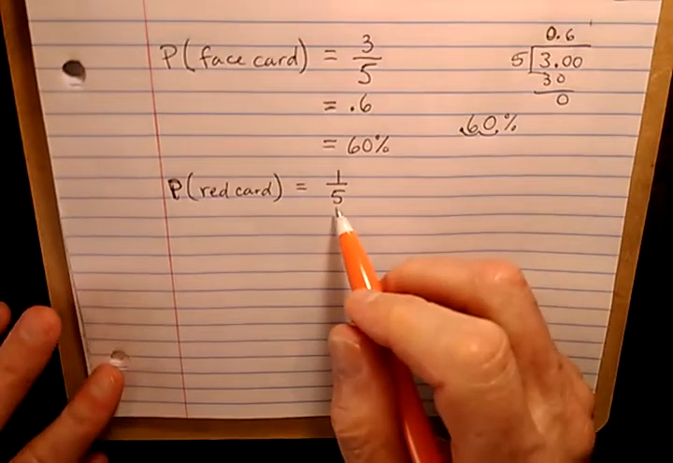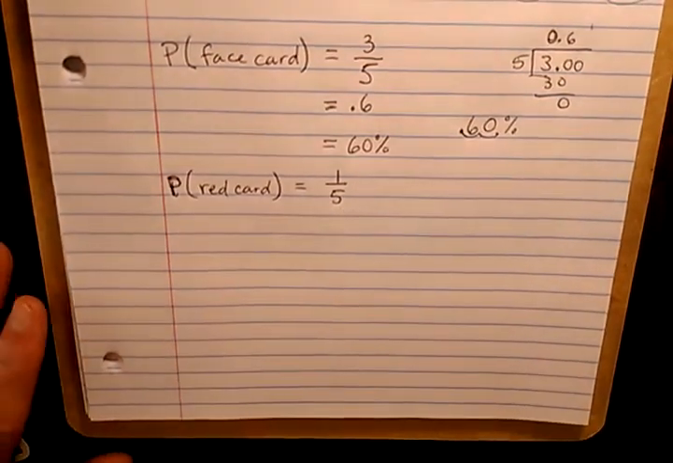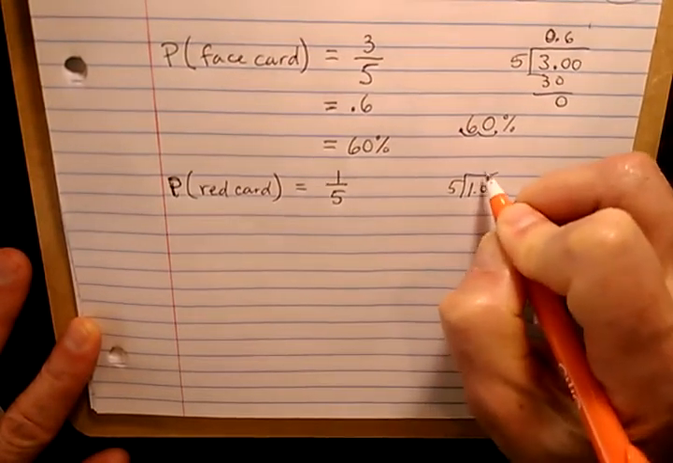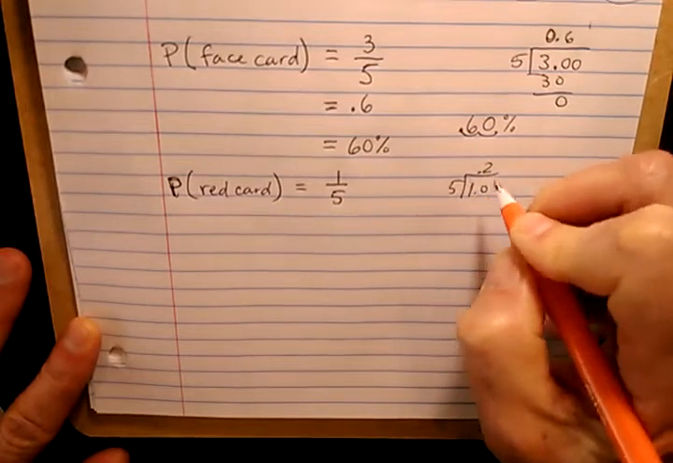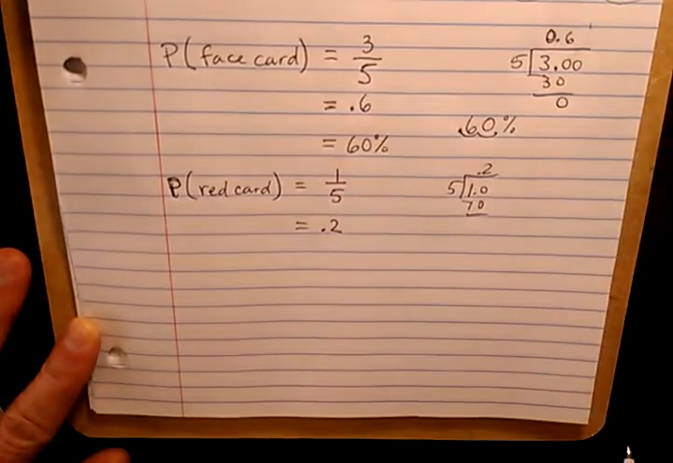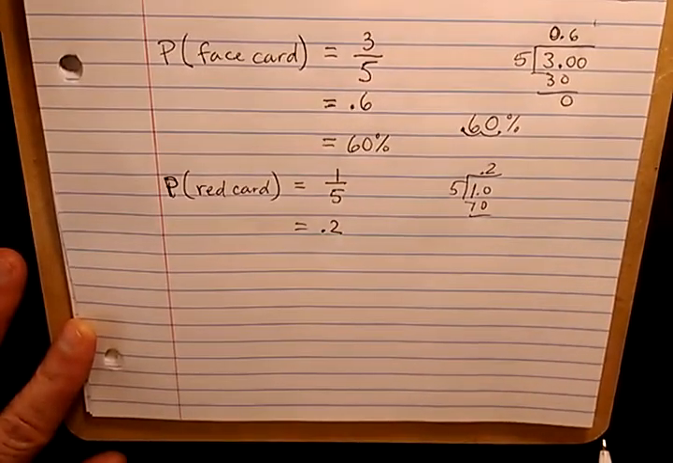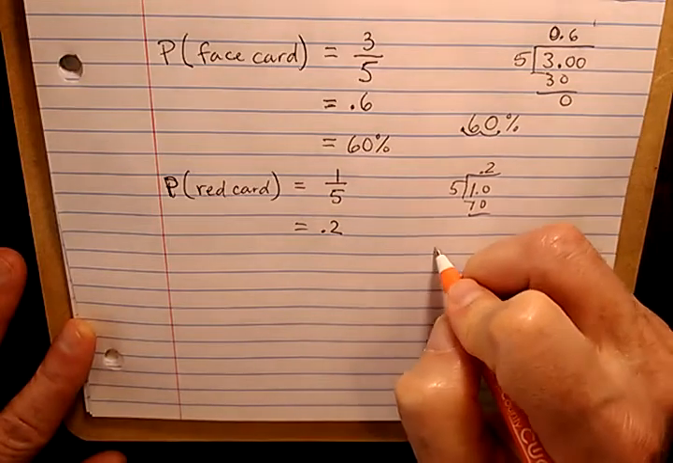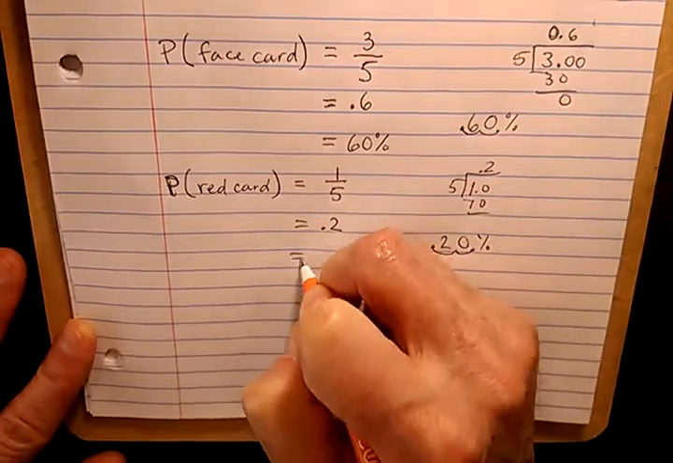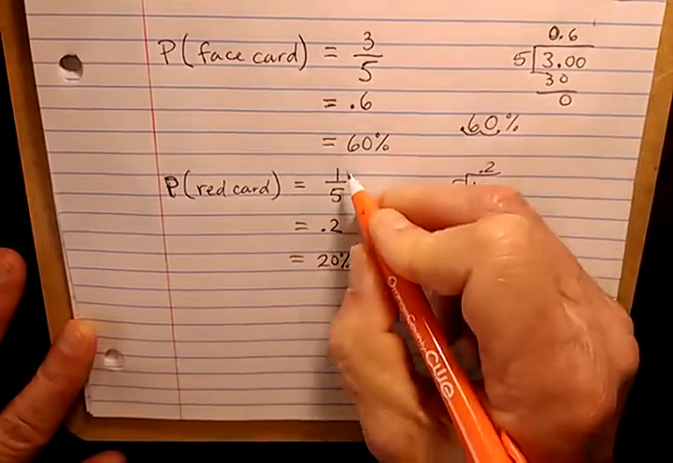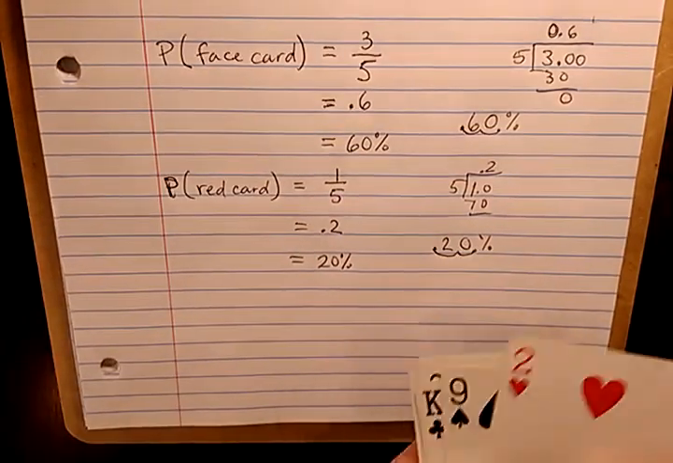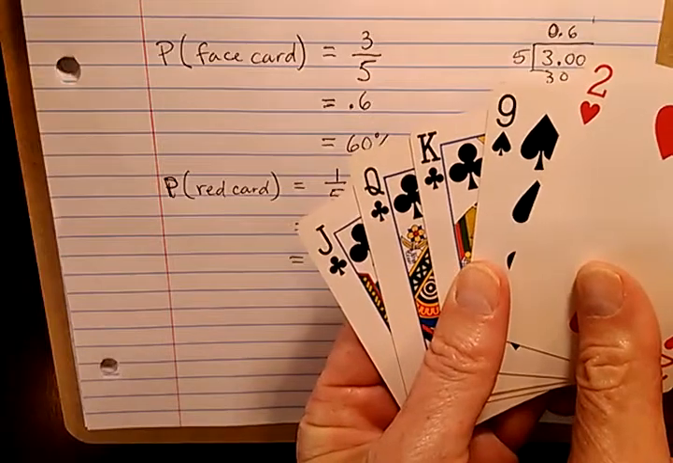Okay, what's the decimal and the percent there? 1 divided by 5. That goes in there 2 times, 0.2. Yep. So it's the same as 0.2. And then if we want to change that to a percent, what percent is that? 0.2, move it over twice, becomes 20%. So we have a 20% chance, or 1 out of 5 chance, of getting a red card when you've got 1 red card in 5 cards total.